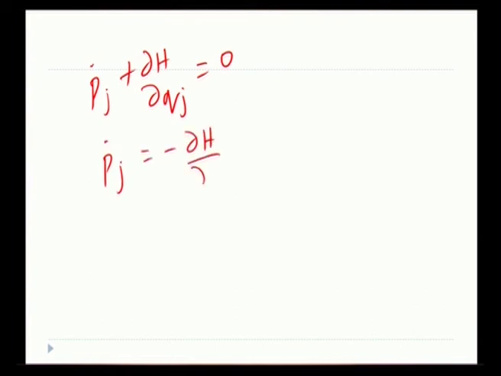By proceeding with this derivation, finally we got Hamilton's equation as p dot j plus dou h by dou qj is equal to 0, then p dot j is equal to minus dou h by dou qj. This is the Hamilton's equation we got from Hamilton's principle. So, by this derivation we learnt how to get Hamilton's equations of motion from Hamilton's principle.